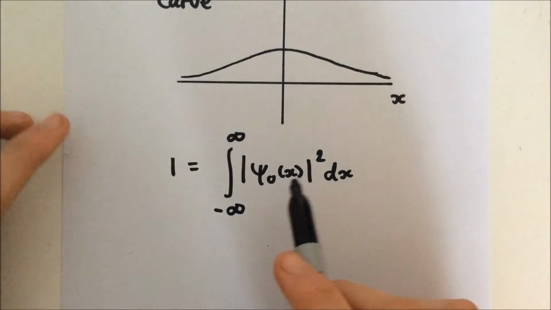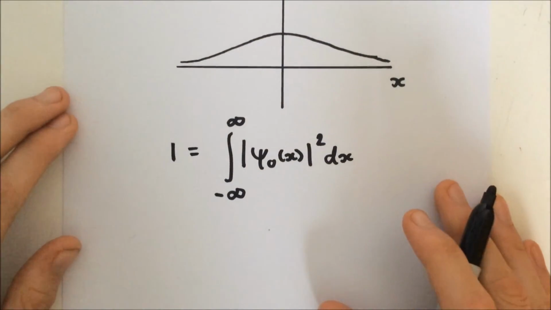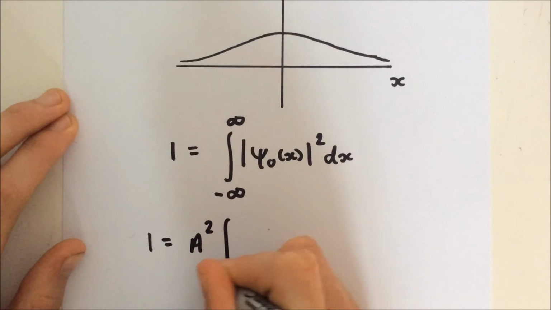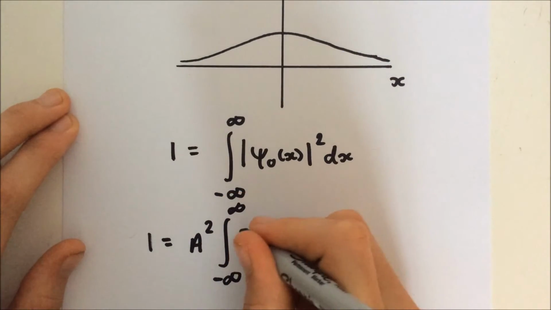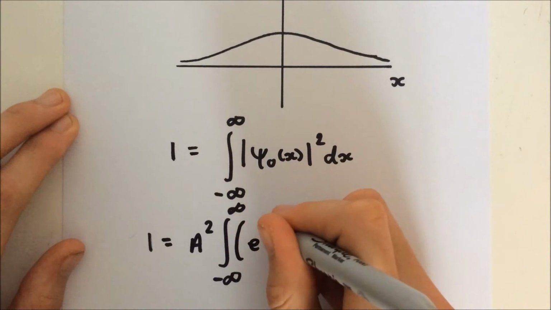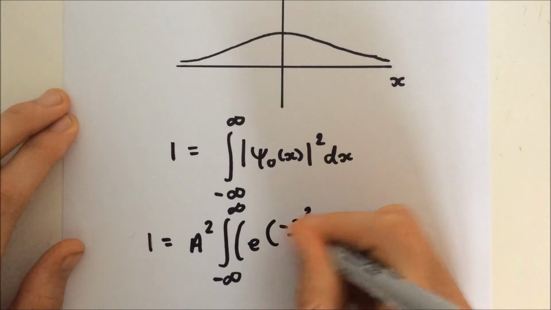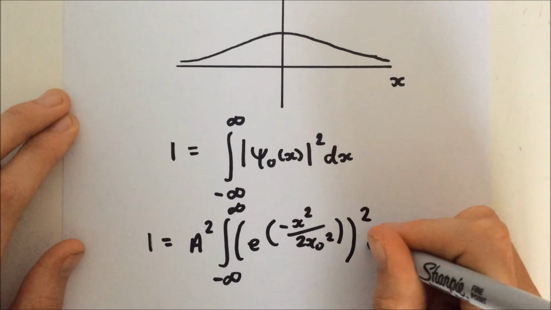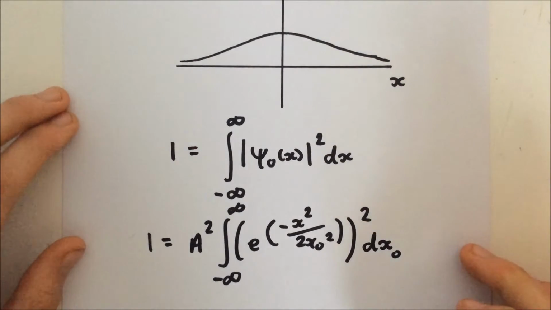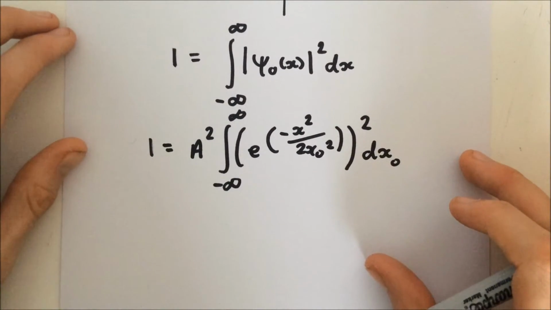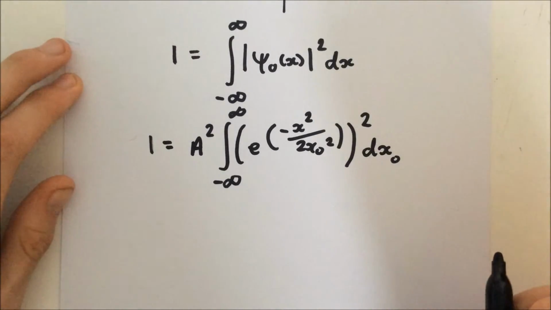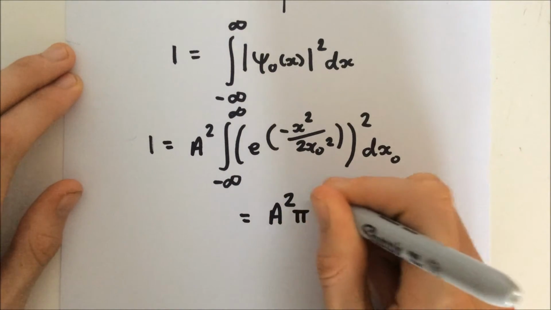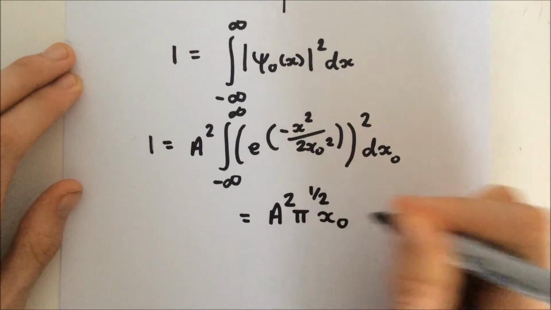Right, so all we need to do is substitute our wave function. So therefore we get 1 is equal to A squared multiplied by the integral from negative infinity to infinity of e to the power negative x squared divided by 2x naught squared, and all of that is squared, dx. Now I won't solve this integral, it's a very tricky integral, but anyway, the solution to this is simply A squared pi to the half x naught. So it's nice and simple.